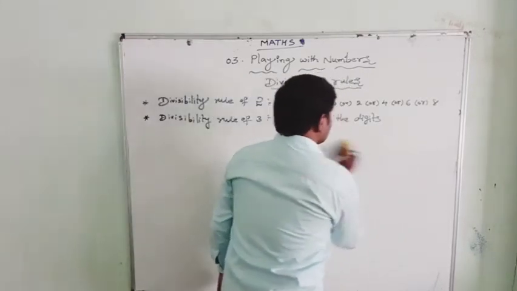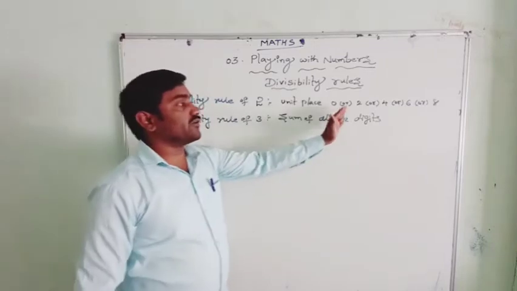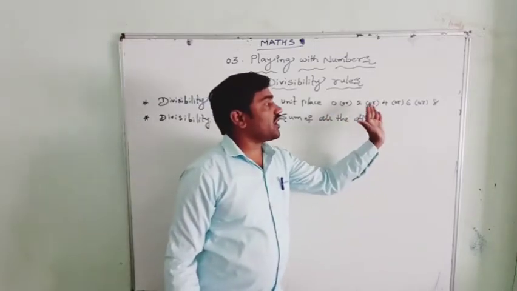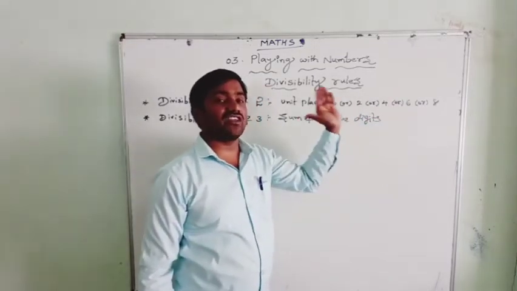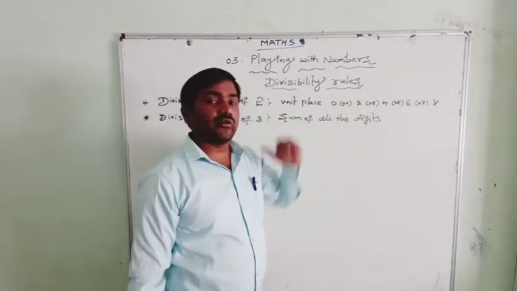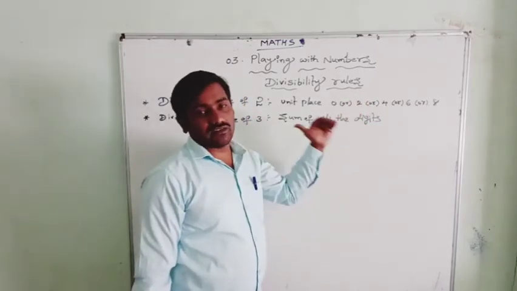Now, just now we have learned the divisibility rule of 2. If the unit place digit is 2 or 0 or 4 or 6 or 8, any one of these digits in the unit place, then the complete number is divisible by 2.